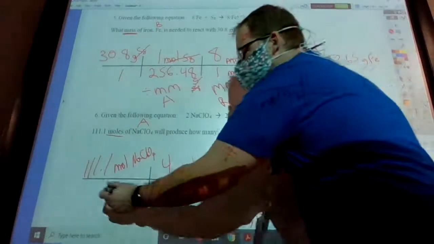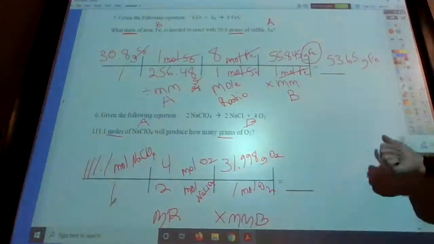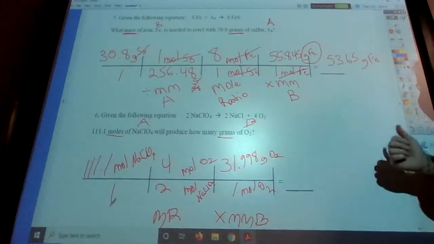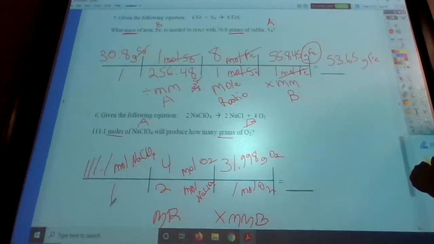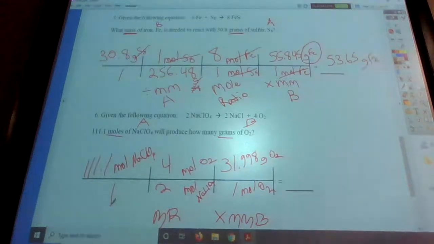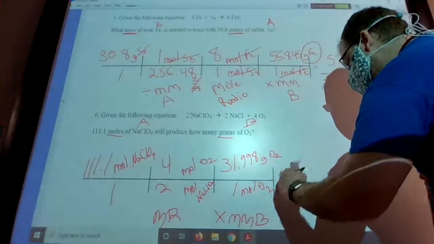We put this over 1 just to have something there. Multiply all our top numbers. Multiply all the bottom numbers. Divide top over bottom. And what do you get? 7,109. What is it y'all are all saying? 7,109.96. Okay, 7,109.96. Everybody sounds like they got the same thing.